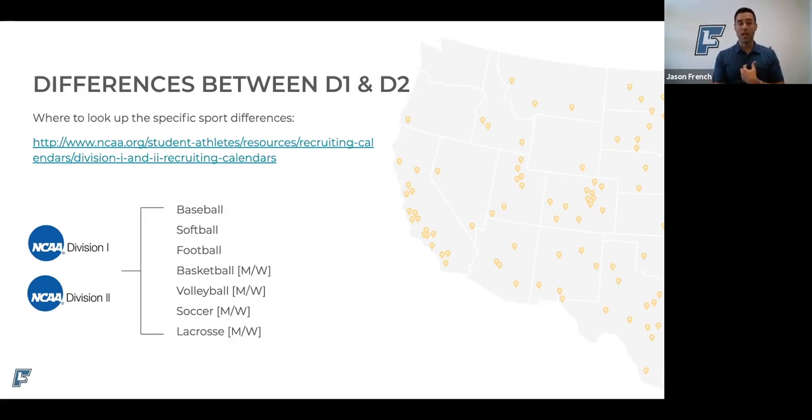So at the field level, we serve baseball, softball, football, men's and women's basketball, men's and women's volleyball, men's and women's soccer, and men's and women's lacrosse. So there are different recruiting calendar changes. A contact period for a Division I football team may be different between a Division II football program or an FCS level program. So a dead period could be at different times of the year for those different programs.